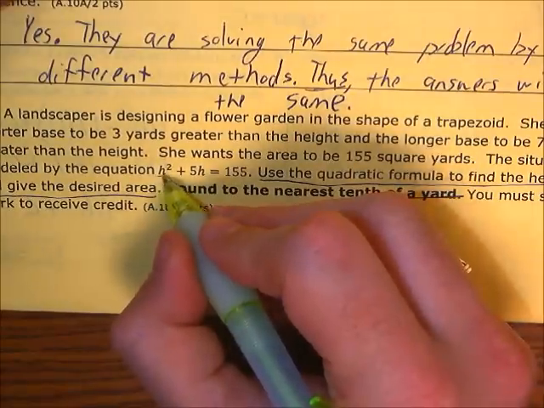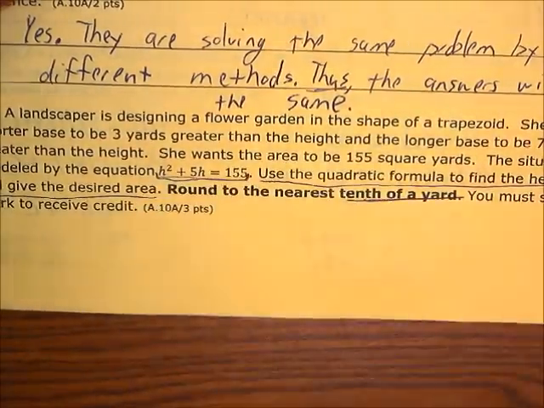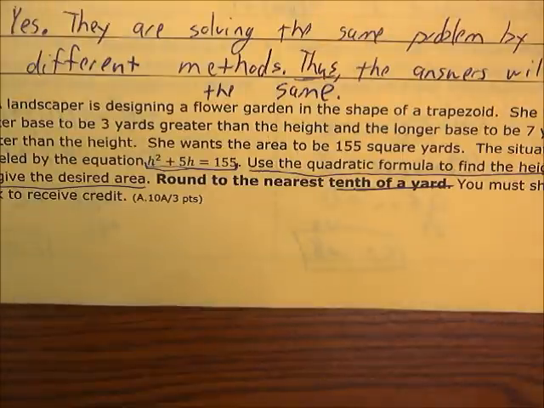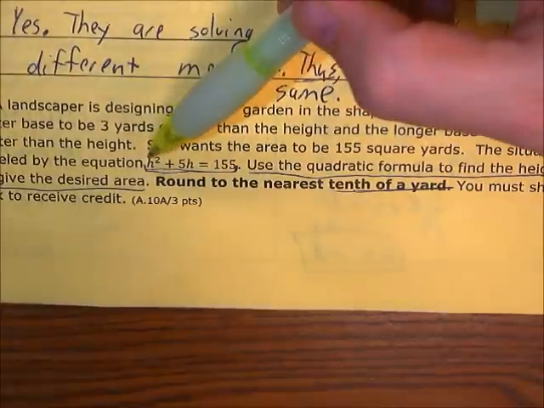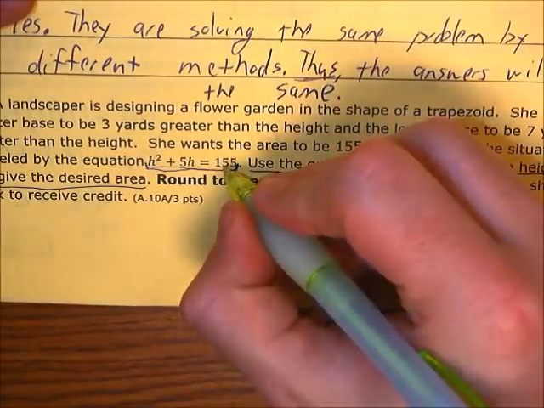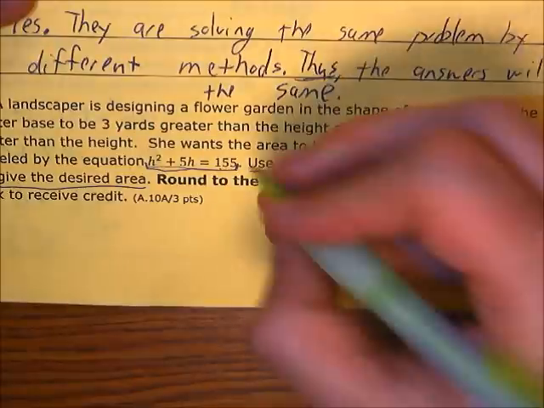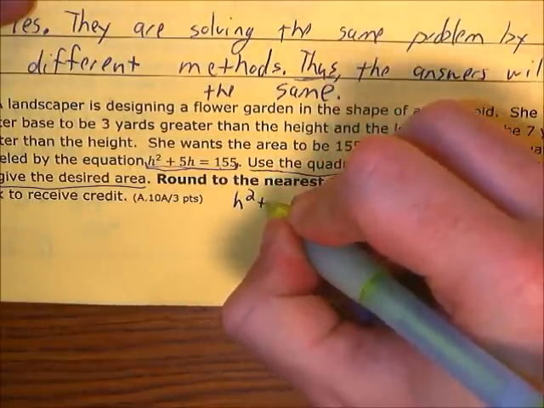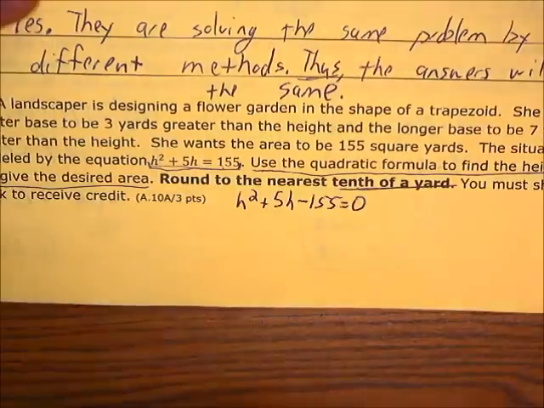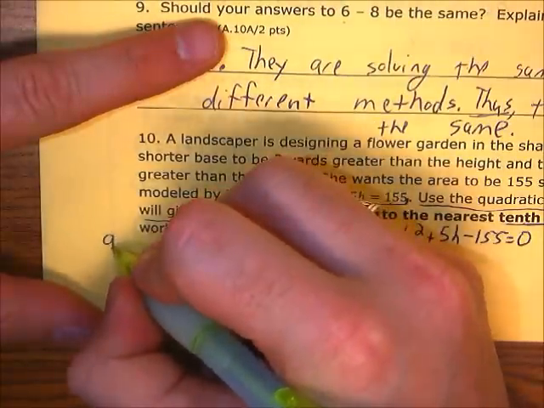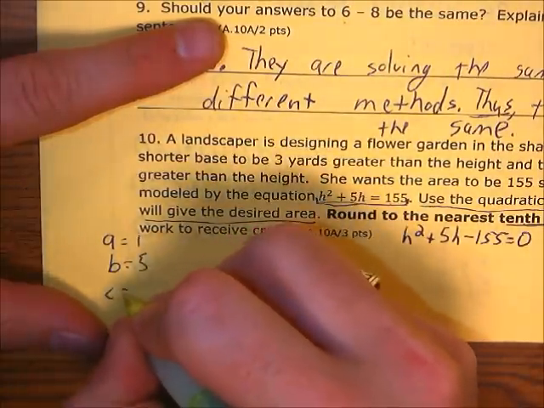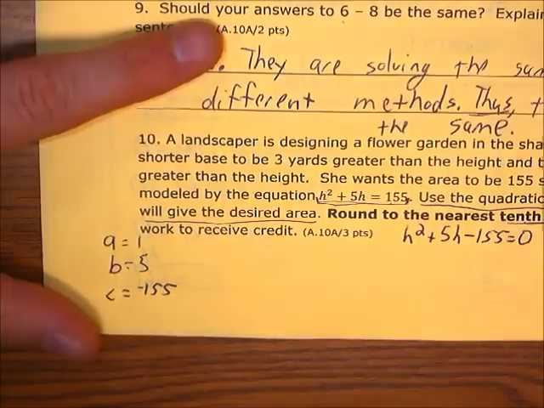Whenever I see this, h is my height. Honestly, this whole thing about the trapezoid and the garden and everything, it's all just fluff information that we don't really need. I'm going to take this equation and use the quadratic formula to solve it. First thing I need to do is transpose that 155 to make my equation h squared plus 5h minus 155 equals 0. Now from there, I know that my A value is 1, B is 5, and C is negative 155.